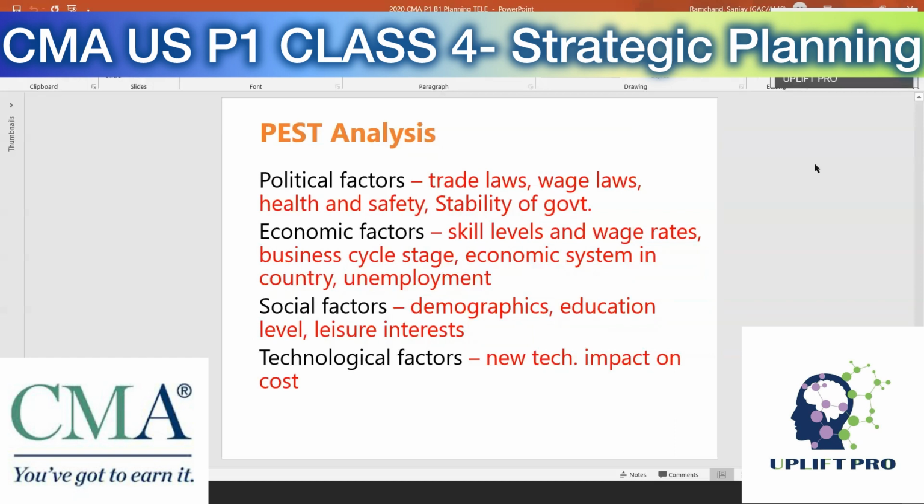factors. Technological factors are new technology, impact on cost. What kind of technology do you need? Is the technology available, or do you need to develop the technology? All that is considered. So that is PEST analysis. That's another tool which you can use to formulate your strategies.